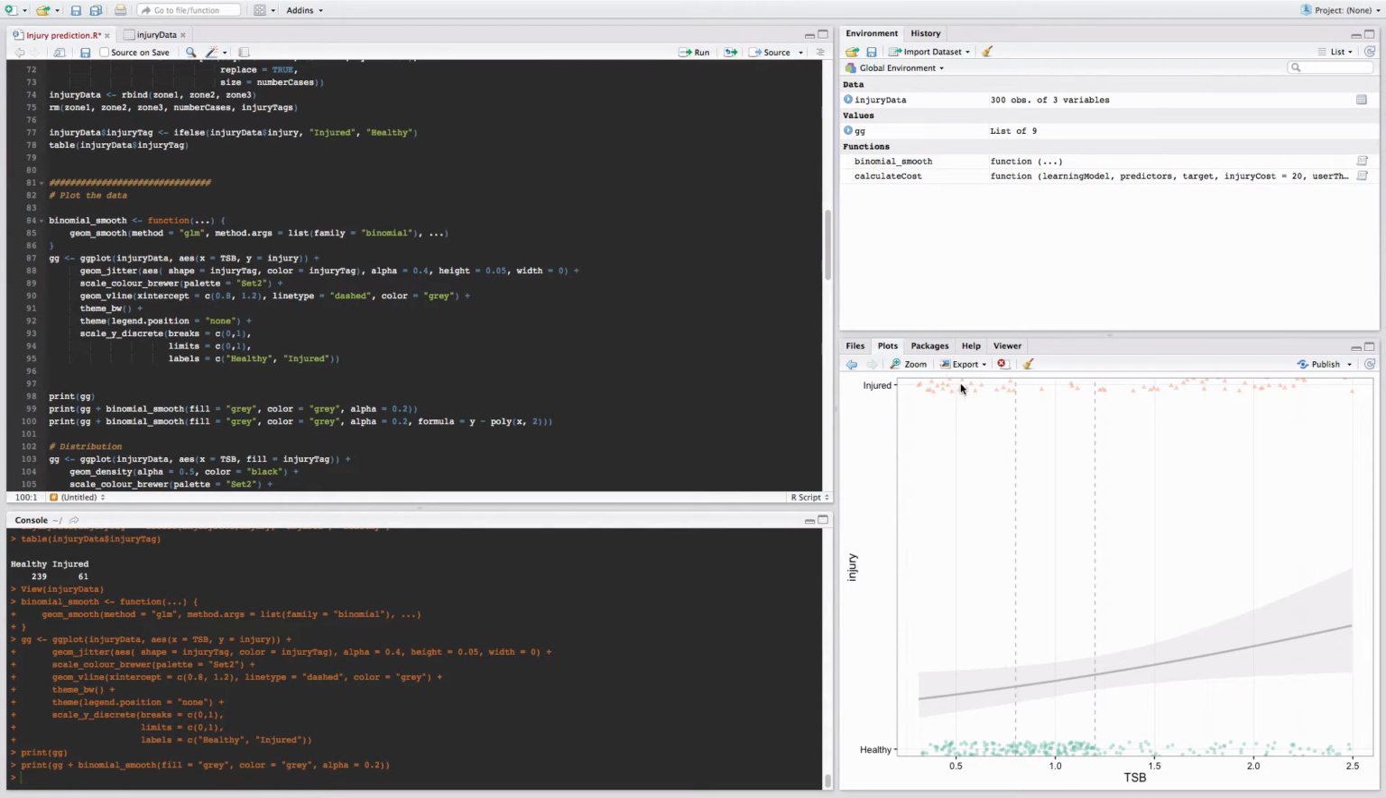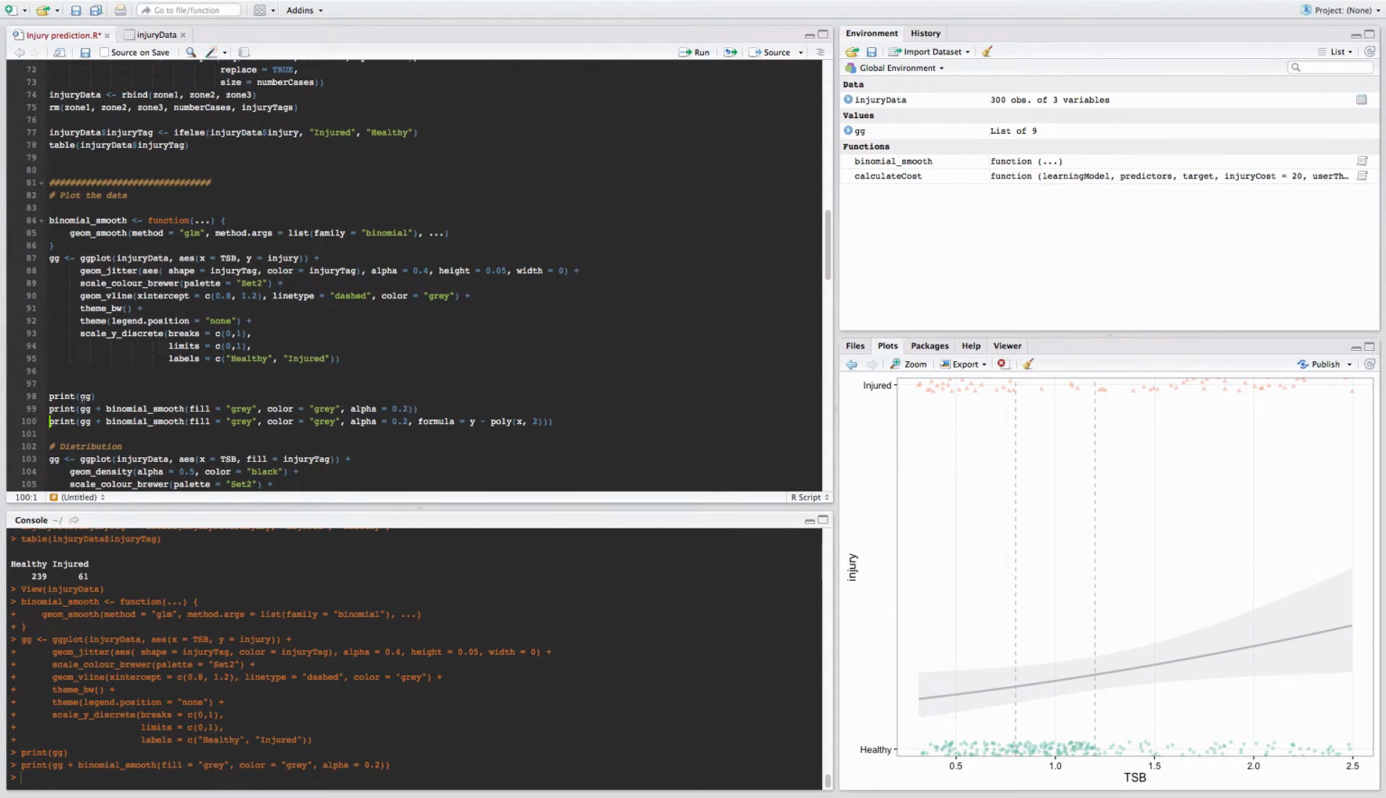And here we have, I didn't explain beforehand, a jitter. Jitter is, because all these guys are going to stay on one line, I put the jitter, which gives a little bit of randomness, so we can see the distribution and avoid the overlap between the dots. So injured are red and triangles, and healthy are green and round.